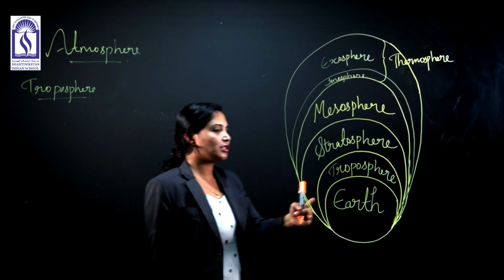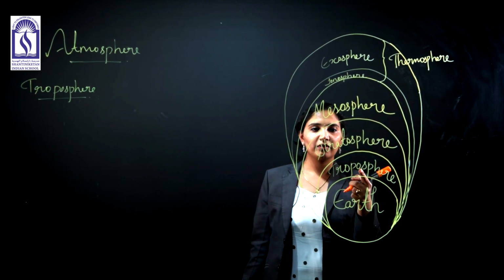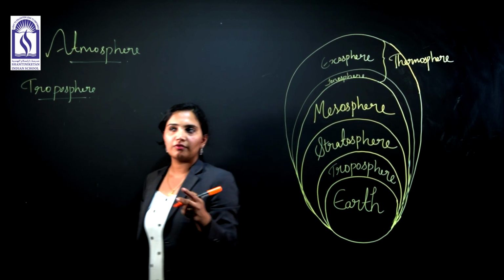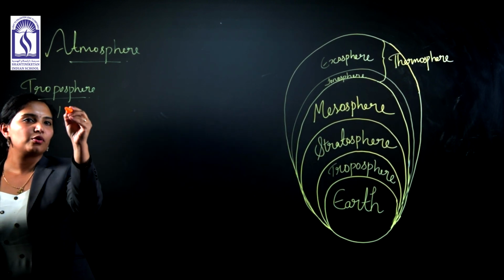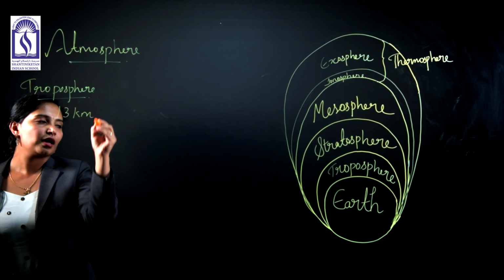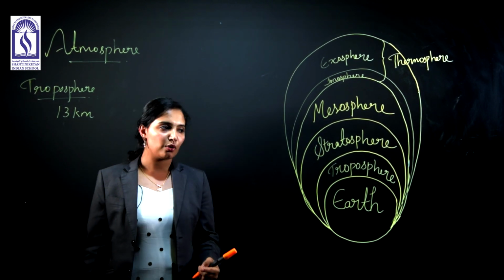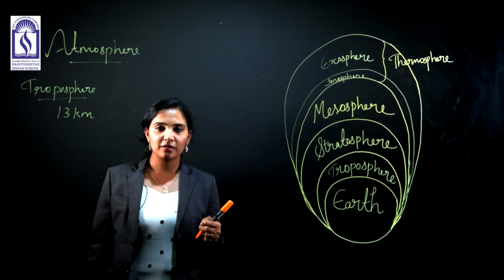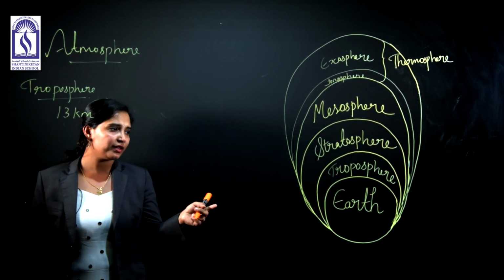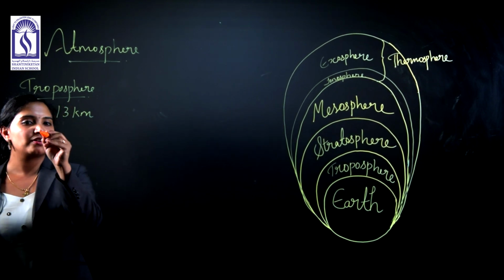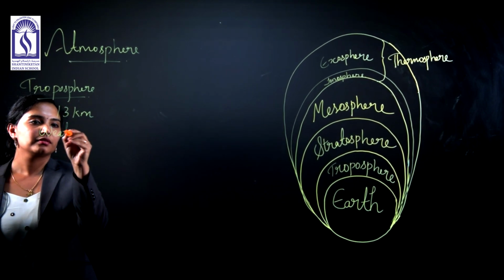As you have seen in this picture, troposphere is the layer which is very near to the surface of the Earth, and the average thickness of troposphere is around 13 kilometers. And all the weather phenomena like clouds, winds, rainfall, hail, storm, everything occur in this particular layer. So this layer is known as the weather making zone.